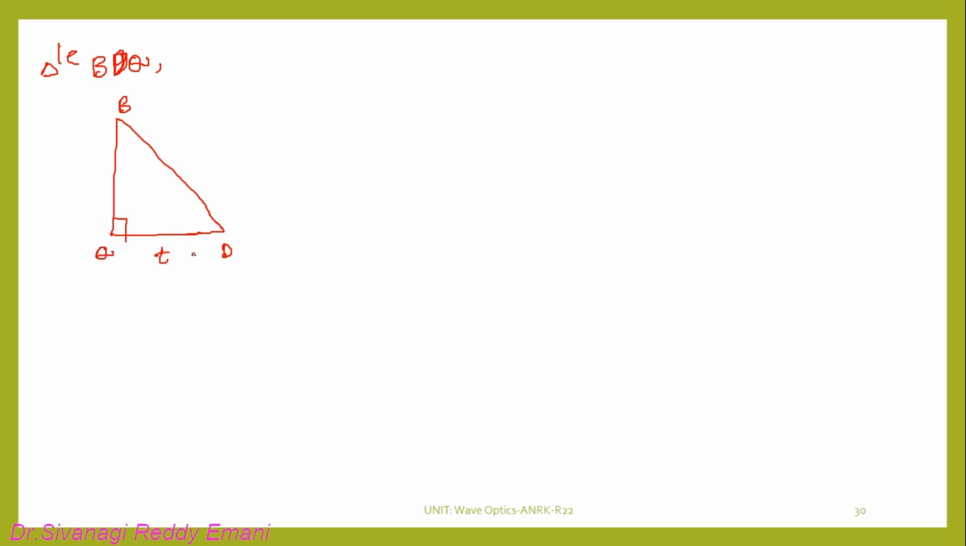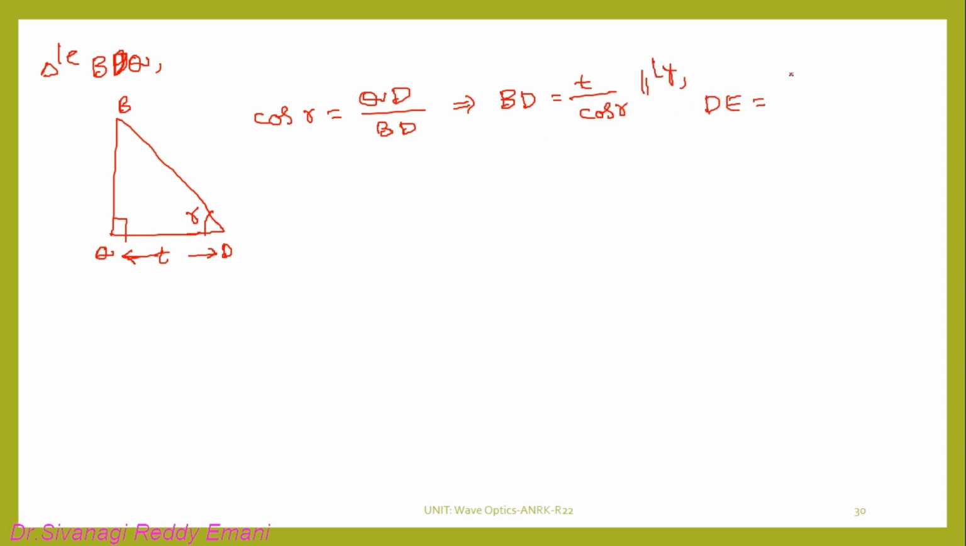QD is nothing but the thickness of the film. The angle is R. Cos R. Cos gives adjacent side by hypotenuse, that is adjacent side QD by BD. BD can be written as t by cos R. Similarly, we can get DE as t by cos R. Now we can add both, BD plus DE equals t by cos R plus t by cos R. That will give simply 2t by cos R.